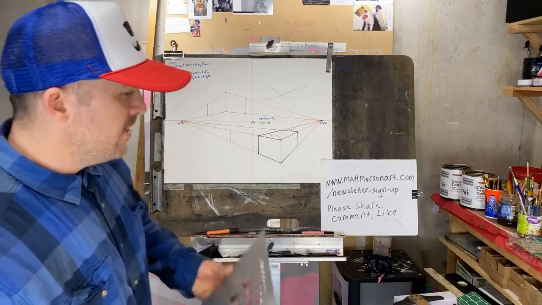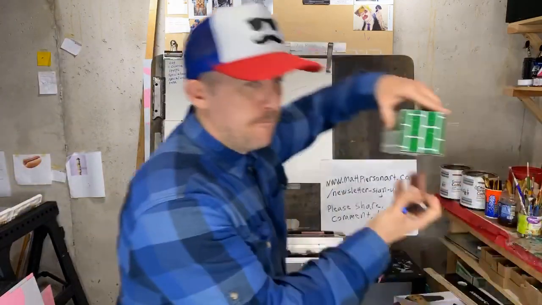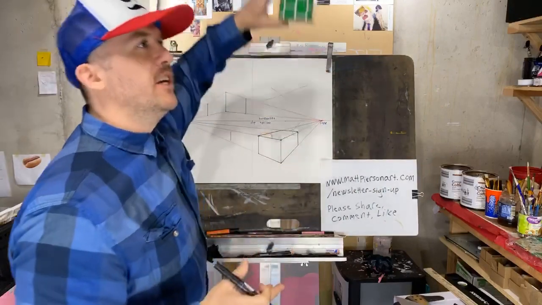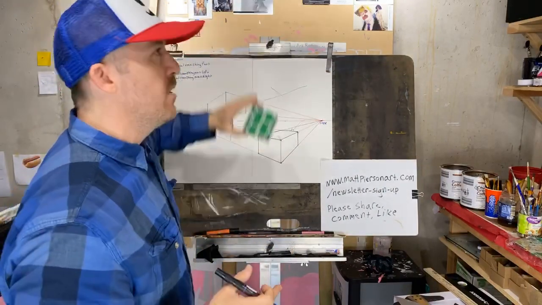Now we got to determine the bottom plane of the object, because we're looking above it now, because it's floating. It's above the horizon line.